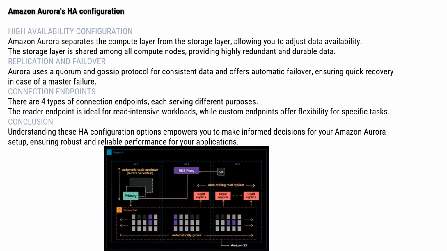a master failure. There are four types of connection endpoints, each serving different purposes. The reader endpoint is ideal for read-intensive workloads, while custom endpoints offer flexibility for specific tasks. Understanding these HA configuration options empowers you to make informed decisions on your Amazon Aurora setup, ensuring robust and reliable performance for your applications.